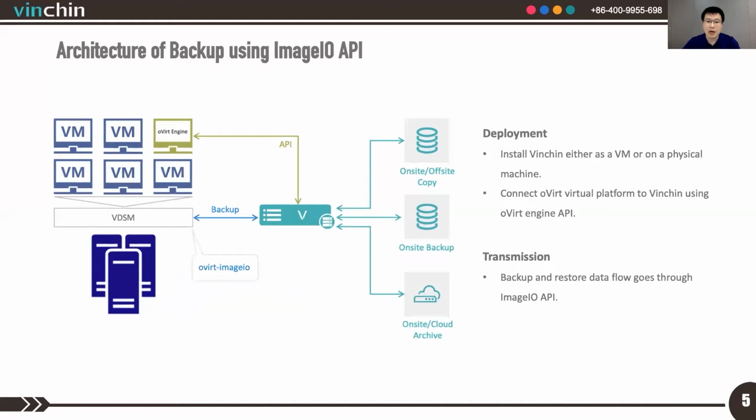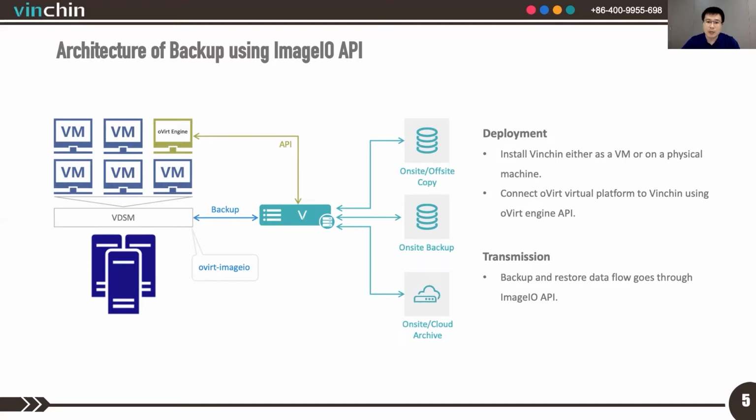Here's a new backup option implemented in our new version, which utilizes the oVirt imageio API. The deployment is similar to LAN-based backup using the Vinchin backup plugin. But with imageio, no backup plugin installation is required anymore. Everything will go through the oVirt REST API and the imageio API.